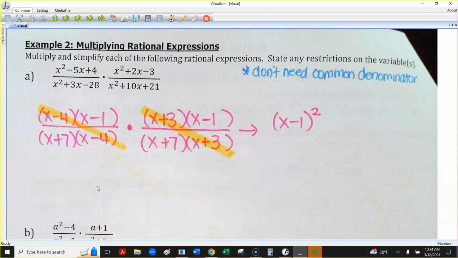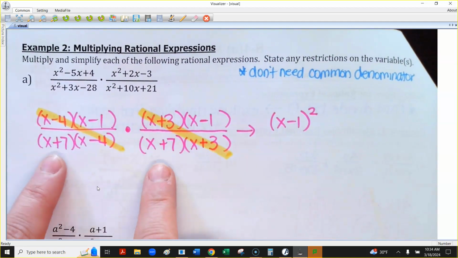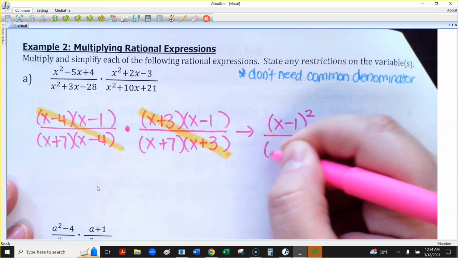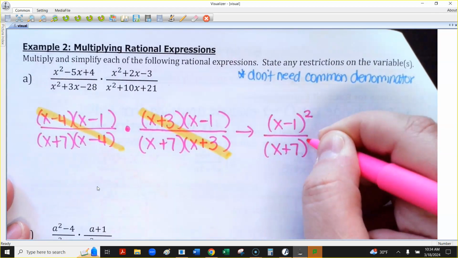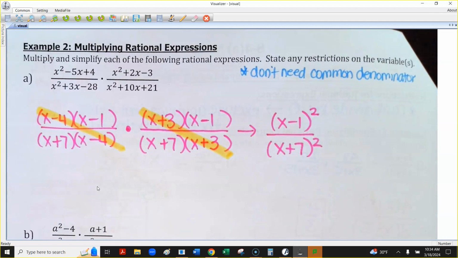I'm going to have you leave all these answers in factored form. If you have anything where you'd have to FOIL or do something, just leave it in factored form. That just means leave it in the sets of parentheses. Now I have the same thing on the bottom. These two are both the same. I have a 7 and 7. So you have exactly the same factor, and I can write that as x plus 7 squared.